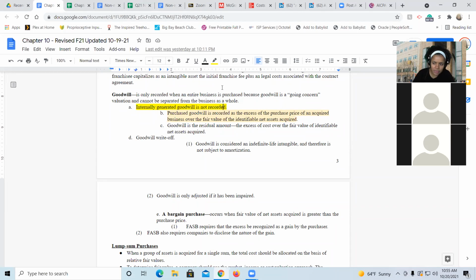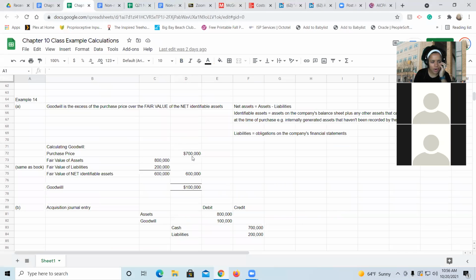So last time we spoke about goodwill. The example was Facebook buying WhatsApp, and they had $15 billion worth of goodwill. And we said that goodwill is the excess, the extra money that a company pays when they are buying another company over and above the fair value of the assets and the fair value of all the liabilities. And then we did example 14, where one company paid $700,000 to buy another company.